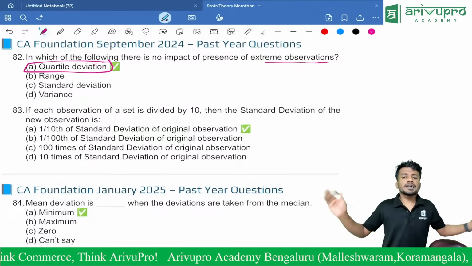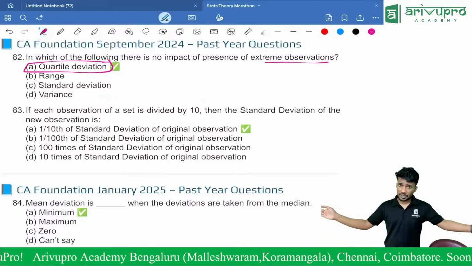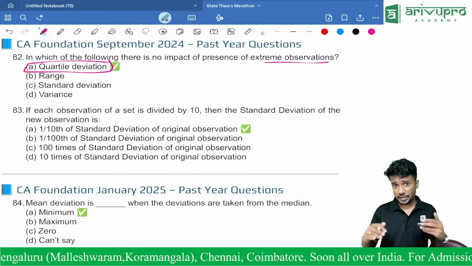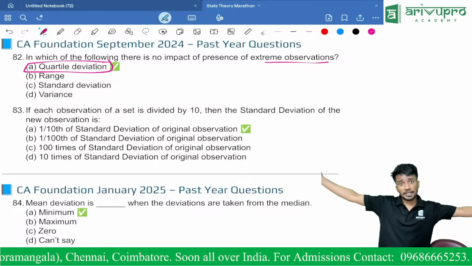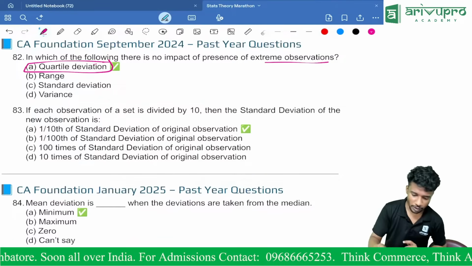So, quartile deviation, it is based on open-ended classification, right? Open-ended we are taking. There, if something changes on the right side and left side, will it affect it? No, it will not affect.